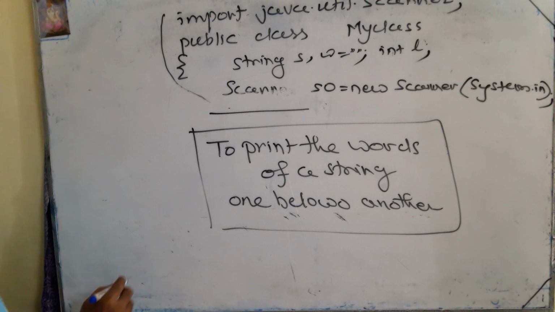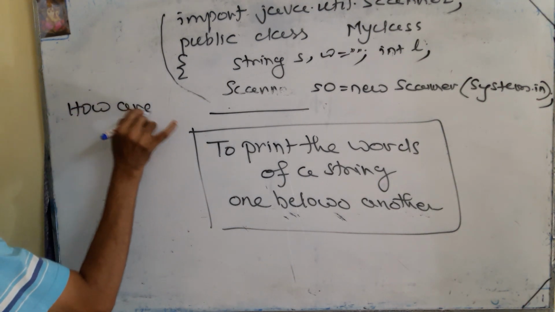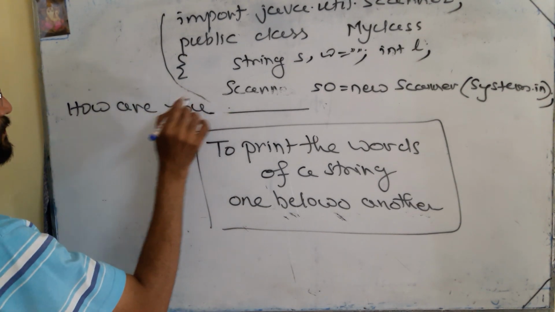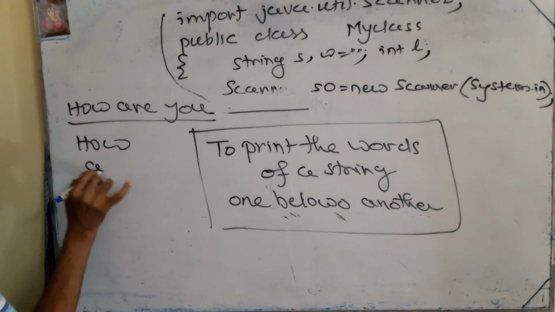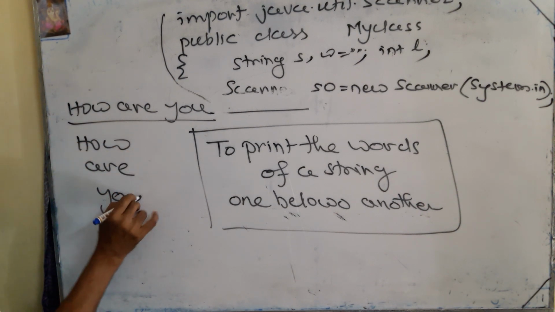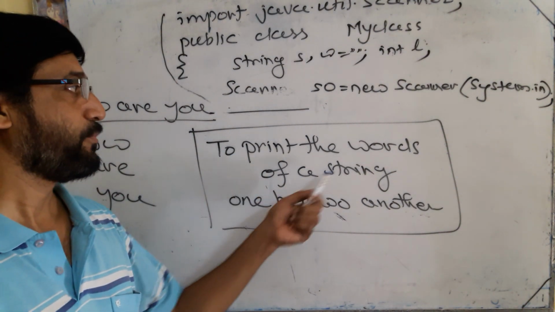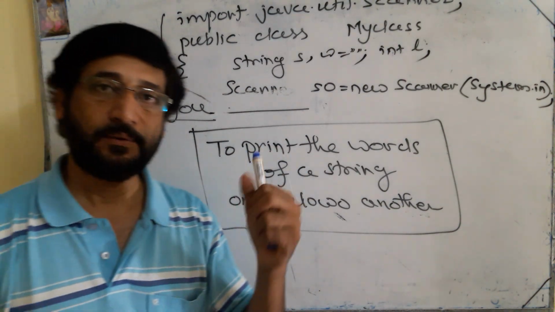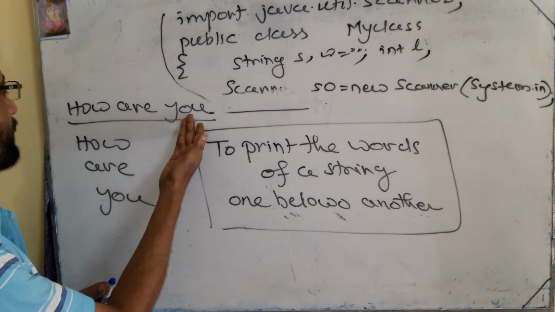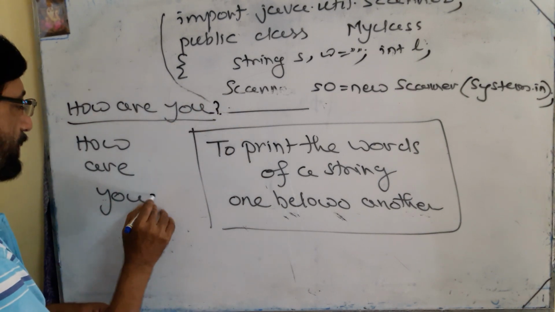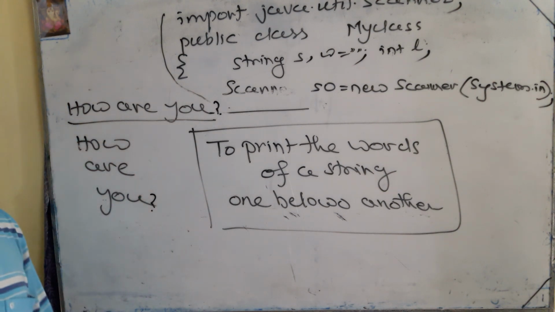That means suppose the input string is like this: how are you? If this is your input string, then the output will be how, are, and you. This is your output. So the question is to write a program to input a string and print the words of the string one below another. The words will be printed one below another.